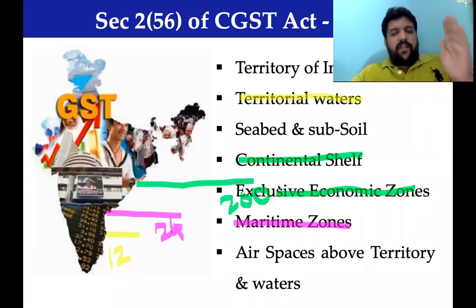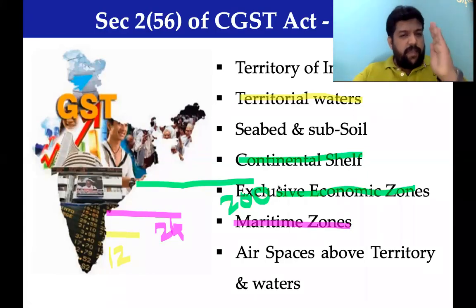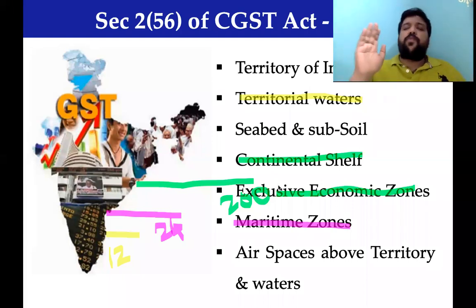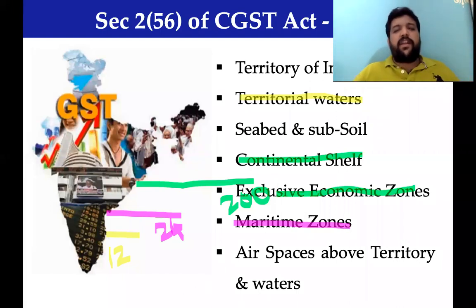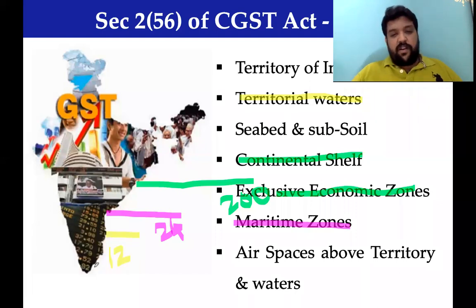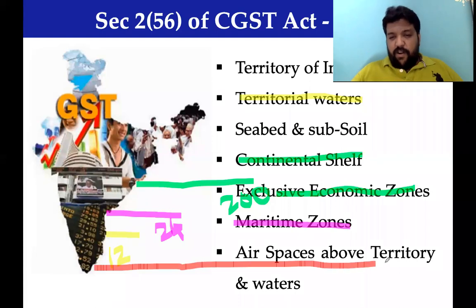From baseline up to 12 nautical miles, territorial water. From baseline up to 24 nautical miles, contiguous zone. From baseline up to 200 nautical miles, it is the exclusive economic zone. Immediately one doubt will come. Sir, beyond 200 nautical miles, what is it, sir? It is called the high sea.